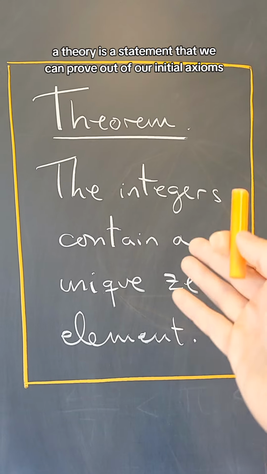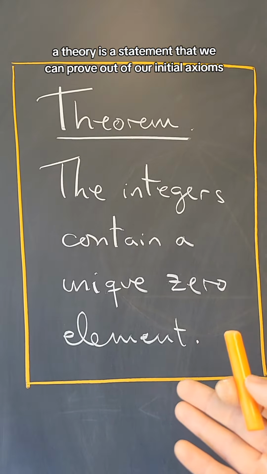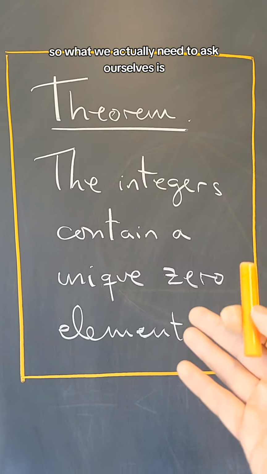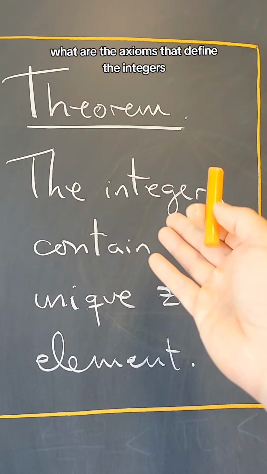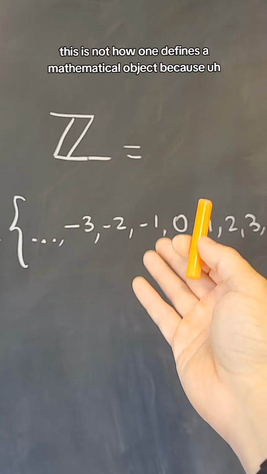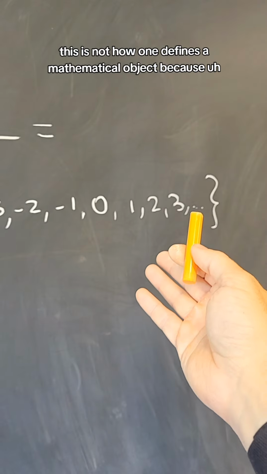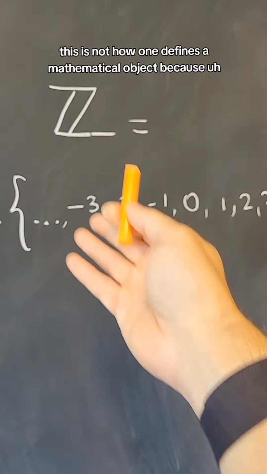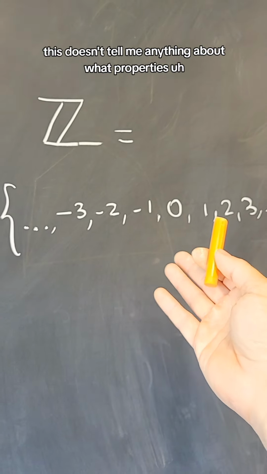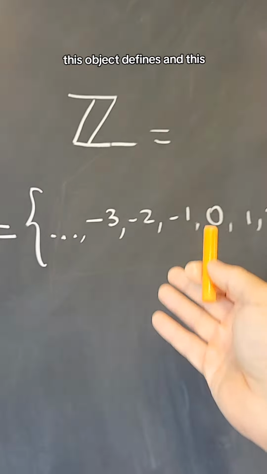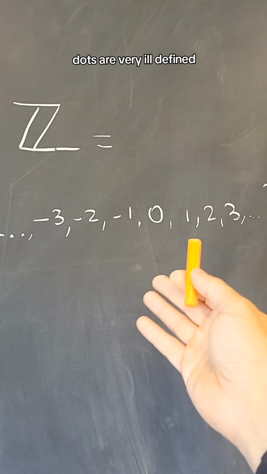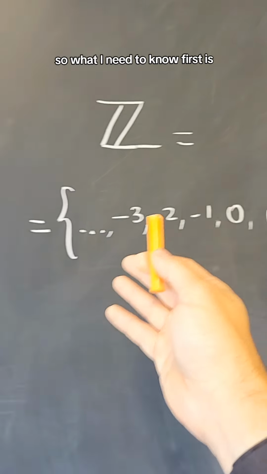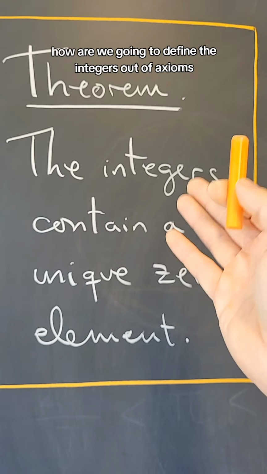In mathematics, a theorem is a statement that we can prove out of our initial axioms. So what we actually need to ask ourselves is, what are the axioms that define the integers? This is not how one defines a mathematical object, because this doesn't tell me anything about what properties this object has, and of course, these dots are very ill-defined. So what I need to know first is, how are we going to define the integers out of axioms?